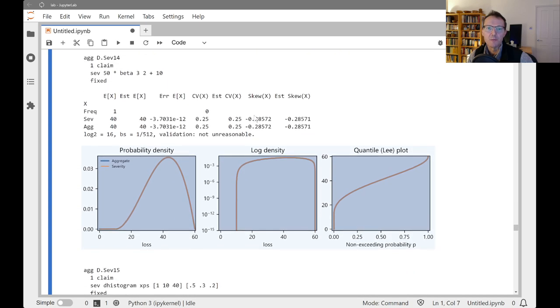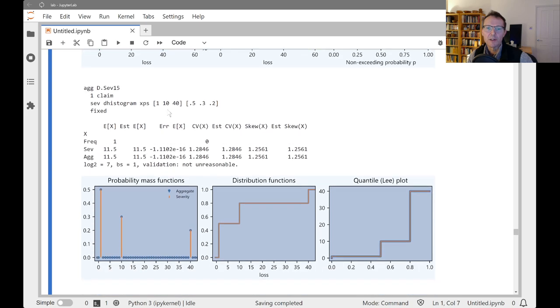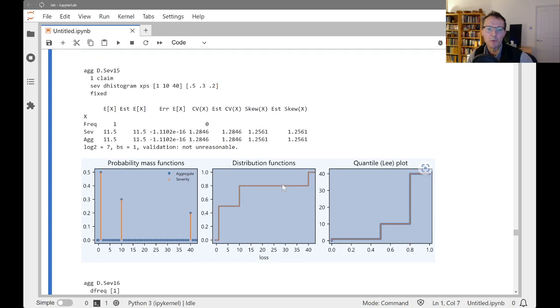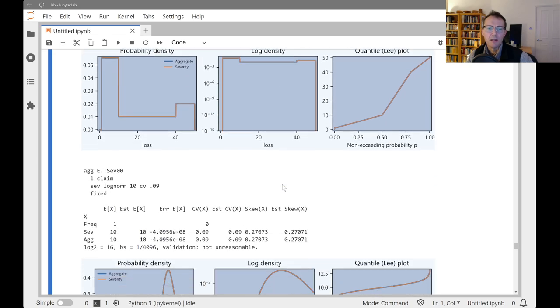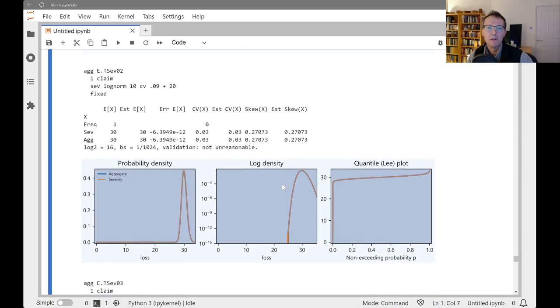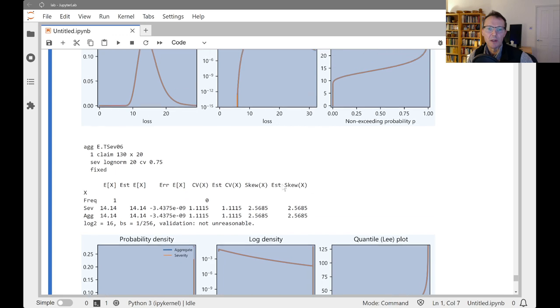And then our beta distribution here, 50 times a beta plus 10, so it's shifted to the right by 10 and goes from 10 to 60. And then our histogram, 1, 10, and 40, taking values here at 1, 10, and 40 is where the jumps are. The first jump is a half, 0.3, and 0.2. And I think that's probably all that's worth commenting on here.